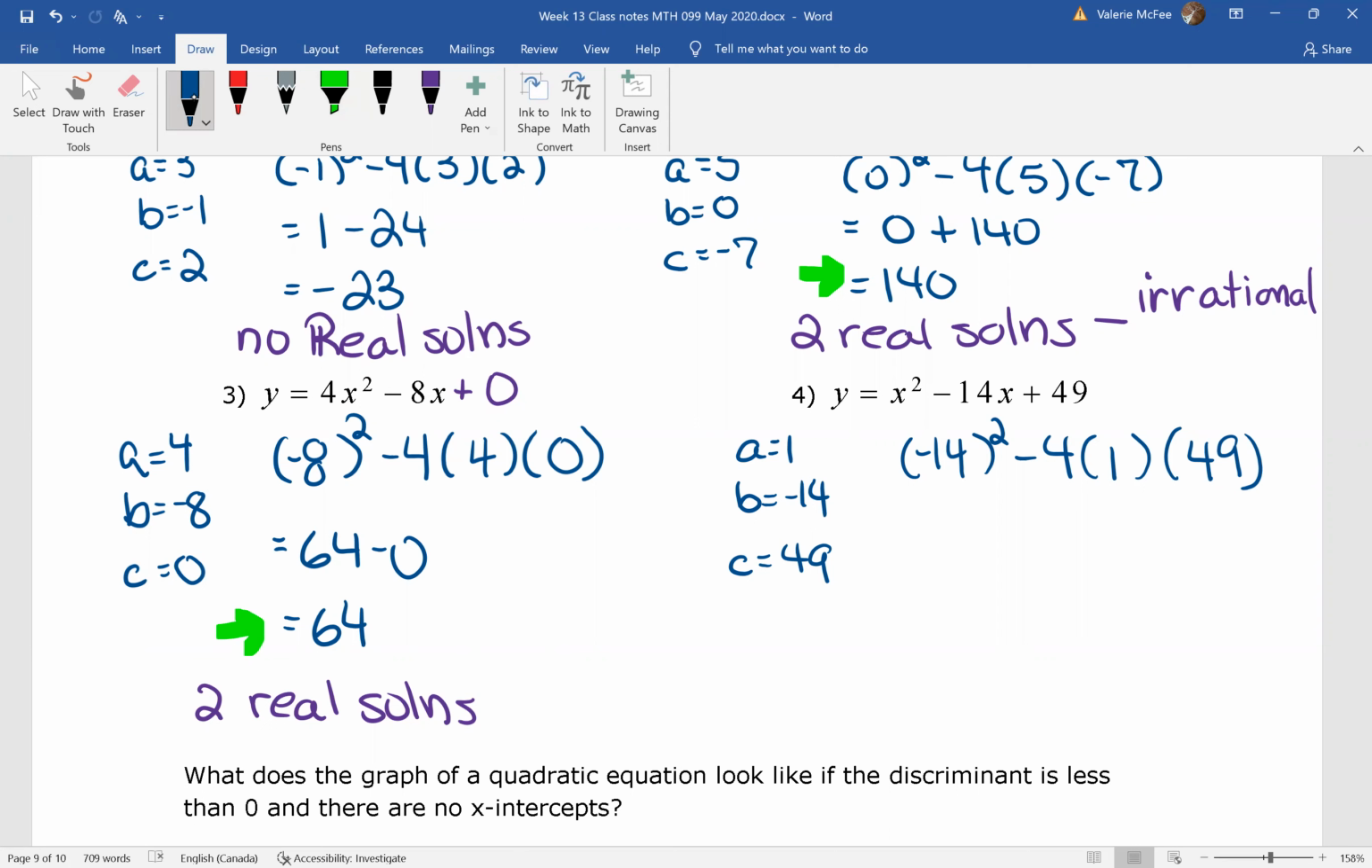In question 4, -14 squared, I think 14 squared is 196, minus, well, 4 times 9 is 36. This one equals 0. When it equals 0, remember that this means we have 1 real solution.